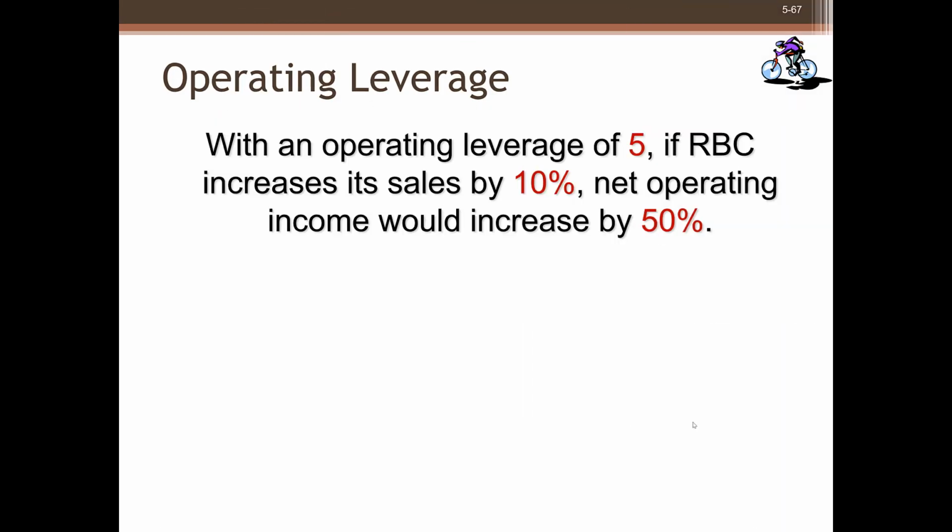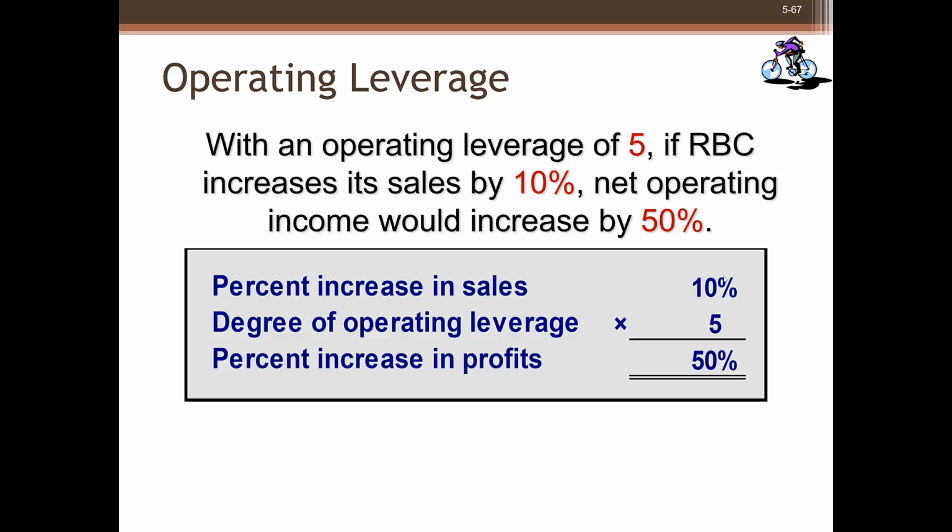Well, what does it mean? It means if RBC increases its sales by 10%, net operating income will increase by 50%, which is the 10% increase in sales multiplied by the degree of operating leverage 5, and we can get a 50% increase in profit.